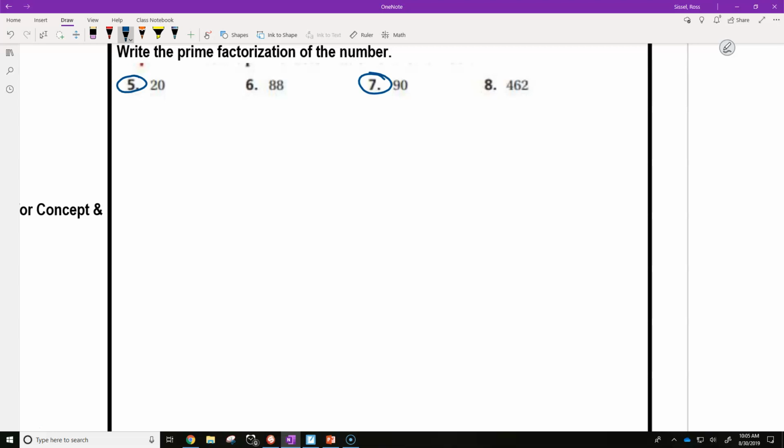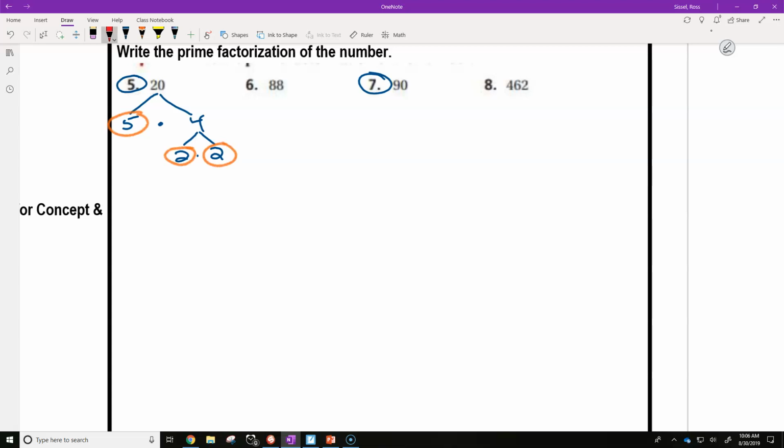Did anyone break up 20? Alright, Elizabeth, what did you break 20 up into? 5 times 4. I like to make the multiplication sign in the middle, just so I keep it straight. Is 5 a composite number or prime number? Awesome. 5 is my prime. Okay, what about 4? Okay, so 4 is a composite number. I can break it up still, to 2 times 2. Is either one of those prime?